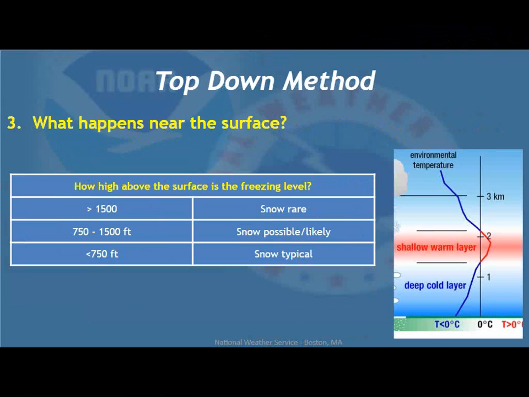And number 3, what happens near the surface? You can have a deep layer of sub-freezing temperature, but if it's above freezing at the surface, you get rain, unfortunately. And then sometimes you melt the snow completely through the atmospheric layer, but then with a sub-freezing surface, you get freezing rain.